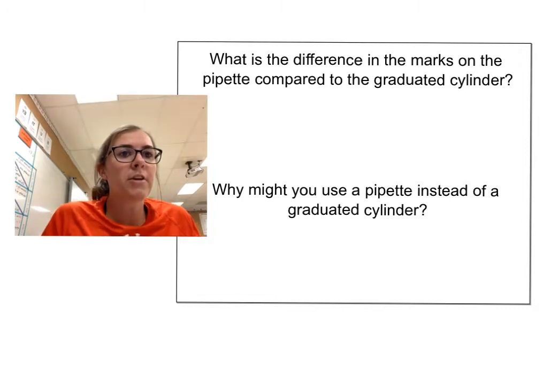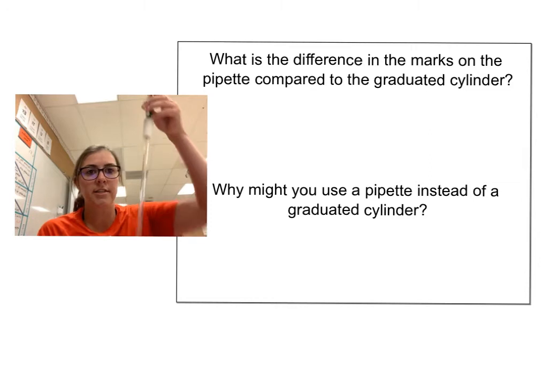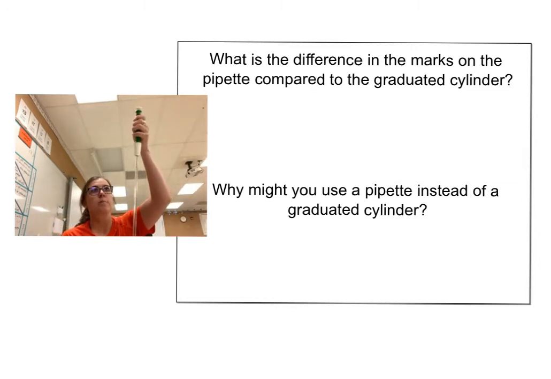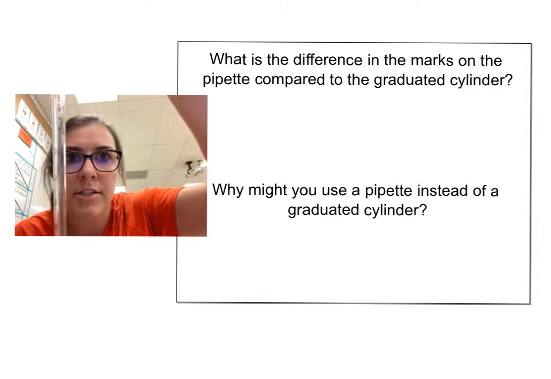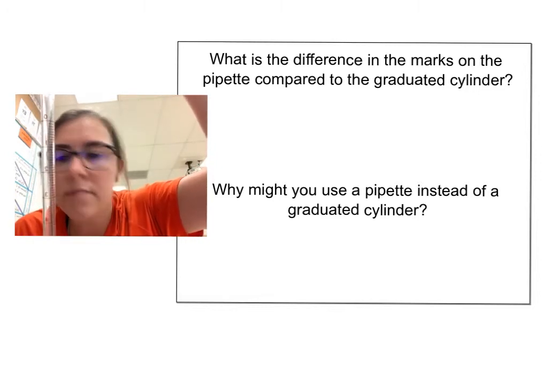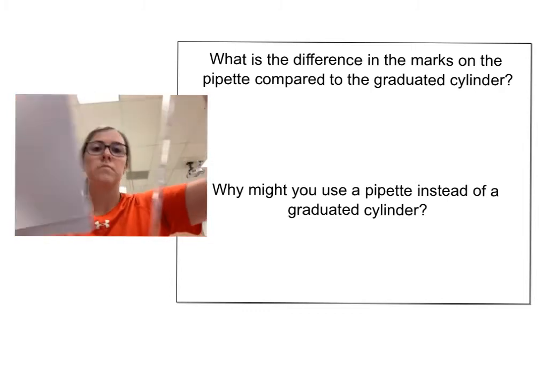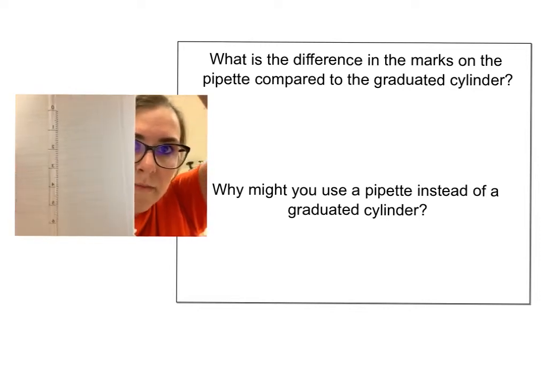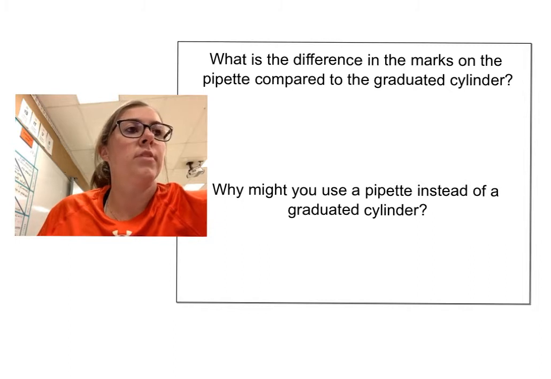All right, so my first question for you, what is the difference in the marks on a volumetric pipette? So that's this guy that we'll use. We actually pull liquid up into here and then we can drop it into, so if I'm transferring from one container to the other. So I want to know the difference in the markings on this guy, so you can see 0, 1, 2, extra little tick marks. You can see the markings compared to a graduated cylinder.